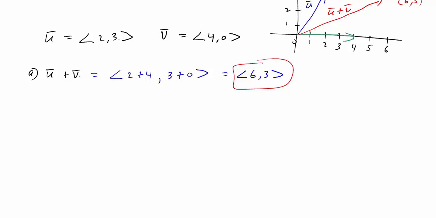So here from an algebra standpoint, you're simply adding your corresponding parts. So in other words, if we had u minus v, then we would simply subtract. We would take 2 minus 4, and then 3 minus 0, and we would end up with negative 2 and a positive 3.